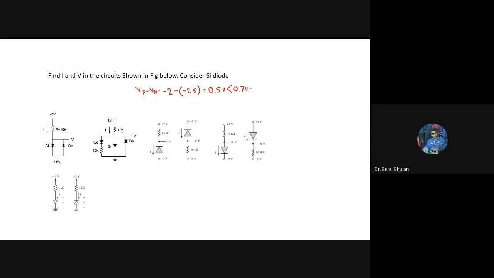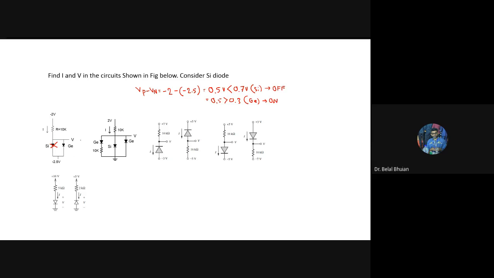So reverse biased. For silicon, it is less than 0.7 volt. So that means this silicon diode is anyway off. And the same applies for the germanium diode. If you apply the Vp minus Vn rule, we get 0.5, which is clearly greater than 0.3 volt. So the germanium diode is on.